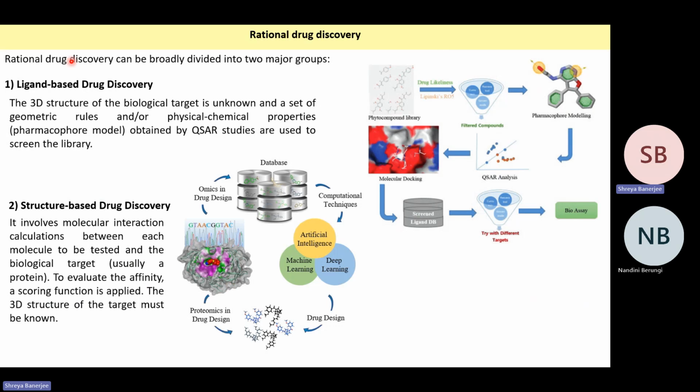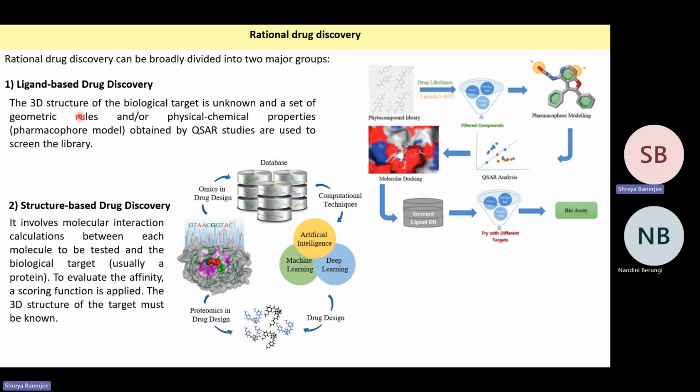Now we will look at rational drug discovery. There are two main classes of rational drug discovery. One is the ligand-based drug discovery, another is the structure-based drug discovery. So in ligand-based drug discovery, the 3D structure of the biological target is unknown. And what we have is a set of geometric rules and/or physical chemical properties obtained by QSAR studies. So I'll go through this one by one.